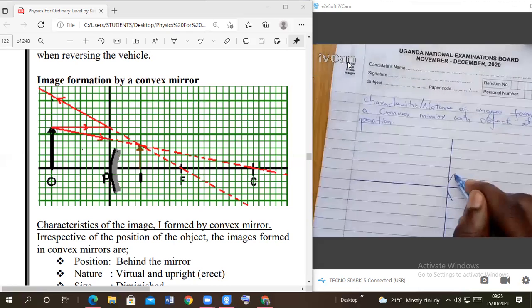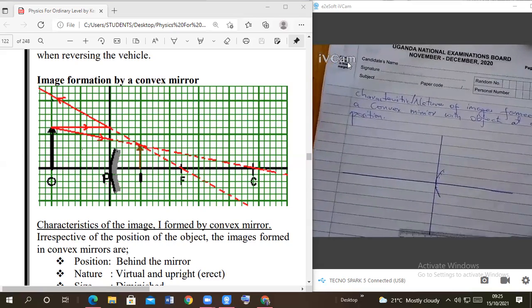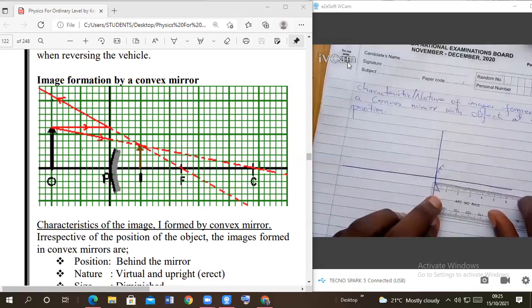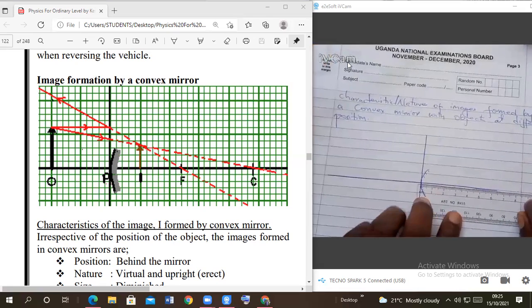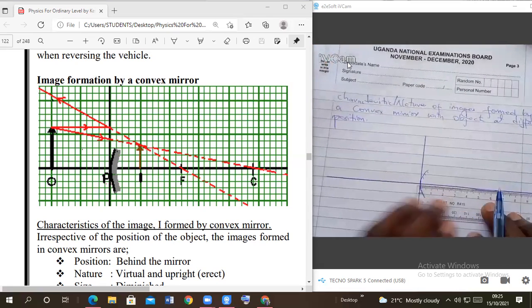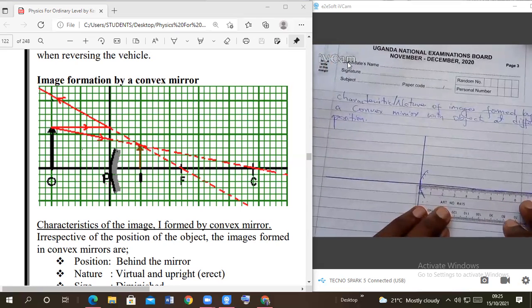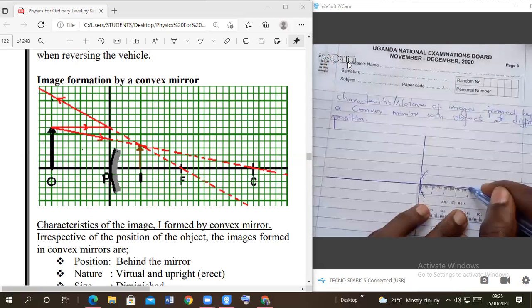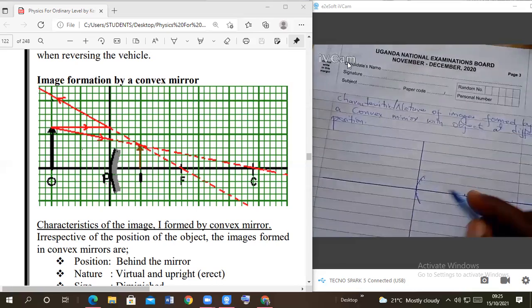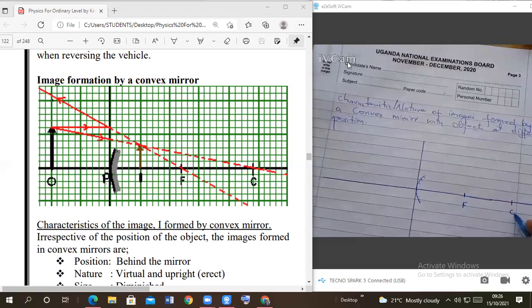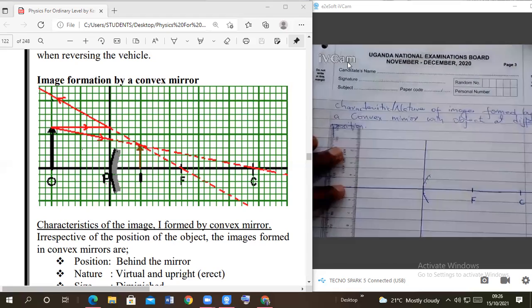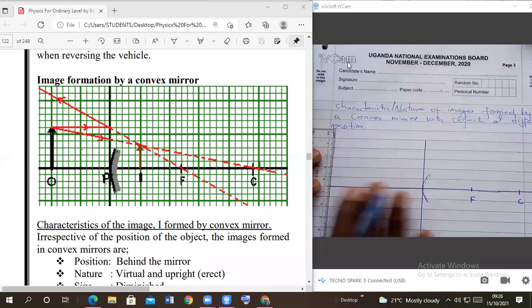So for a convex mirror, we draw it like this. And we said its principal focus is on the curved side, which means you put it this side. You don't put it this side like concave. And I told you the distance between them must be equal. So I put this one here, then I put this one there. So this is my focal point, then this is my center of curvature.